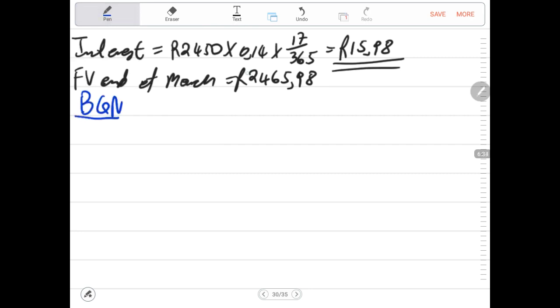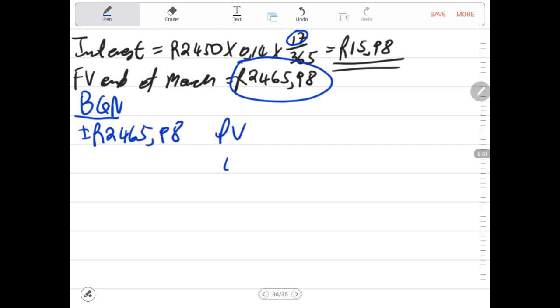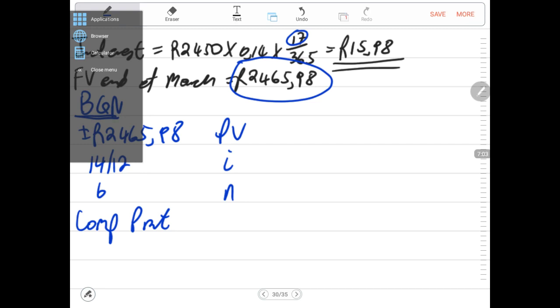So this is how much we owe at the end of March, of which we borrow money on the 14th of March, 17 days, and it's in the same month and we are making a payment. So plus minus 2,465 rand 98 cents is our present value. Interest is 14 divided by 12, and our N is 6. We compute our PMT. Make sure that your calculator is on BGN.